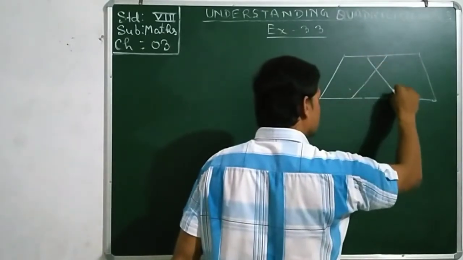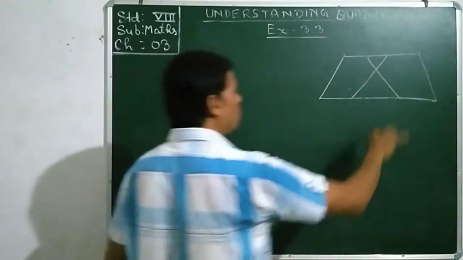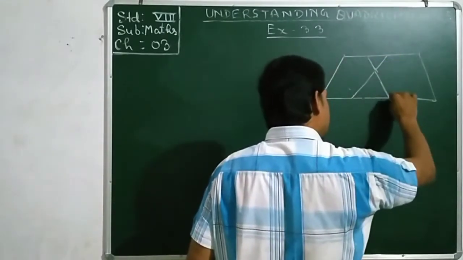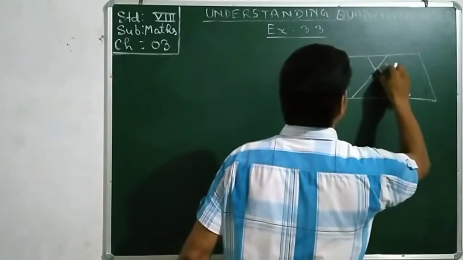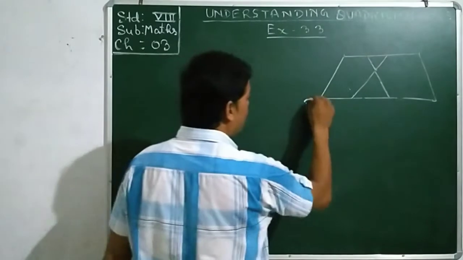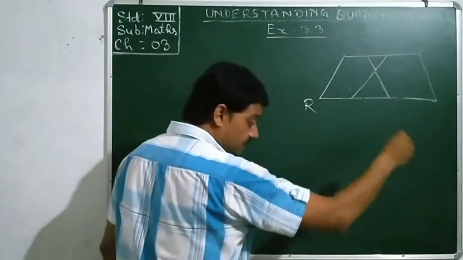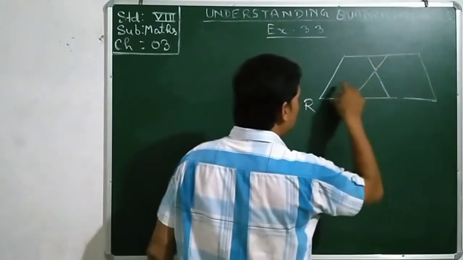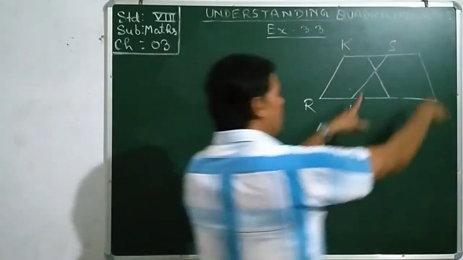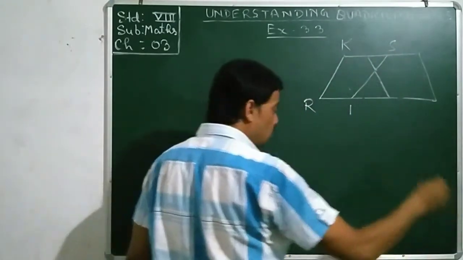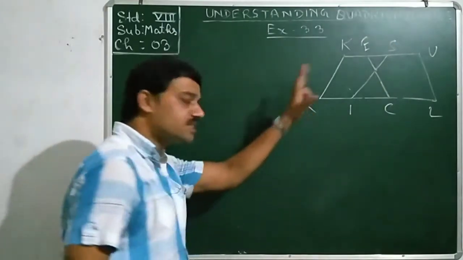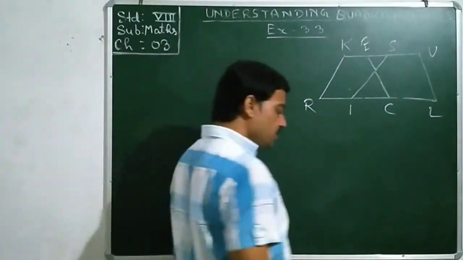The figure looks somewhat like this, not exactly, I could draw very similar to this. Names are given as WRIST, R, I. You will assume these sides as parallel and these sides are also parallel. It has been clarified that WRIST and CLUE are two parallelograms.